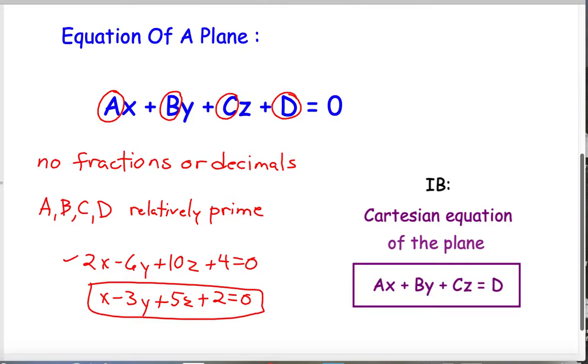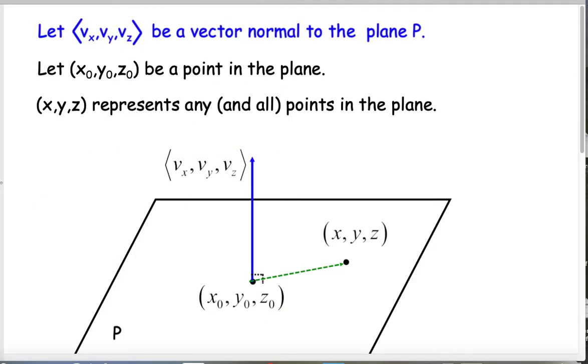Okay, so let's figure out how we come up with the equation of a plane, and what do we need? Just like how did we come up with the equation of a line, and what did we need? Well, for a line we needed a point and a direction vector. For a plane, here's our setup. We've got a plane P, and we're going to let the vector (v_x, v_y, v_z), which is in blue, be a vector that's normal or perpendicular to the plane. Then we're going to let a specific point (x_0, y_0, z_0) be a point in the plane. And the general point (x, y, z) represents any and actually all the points that are in the plane.